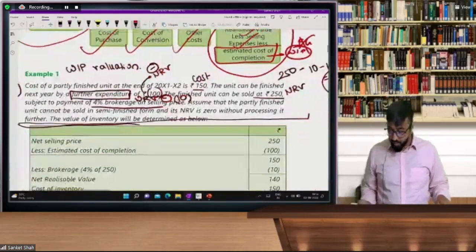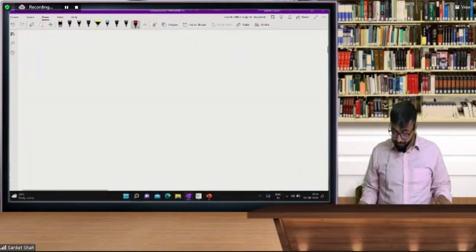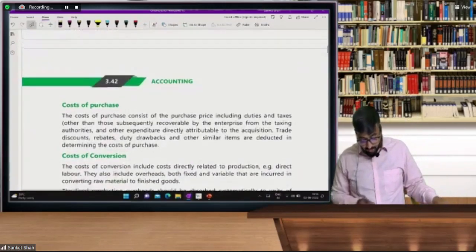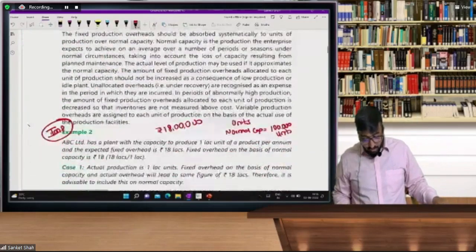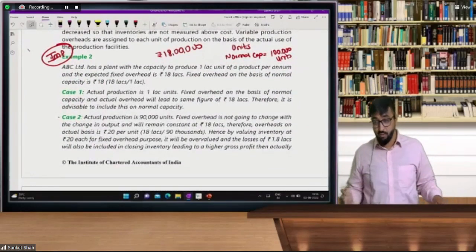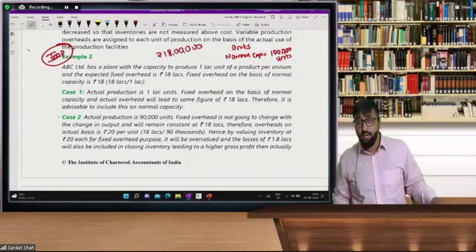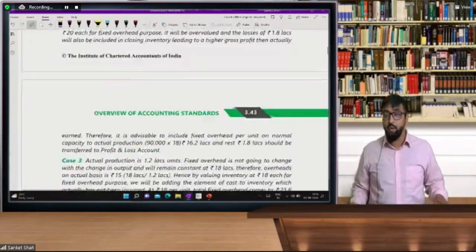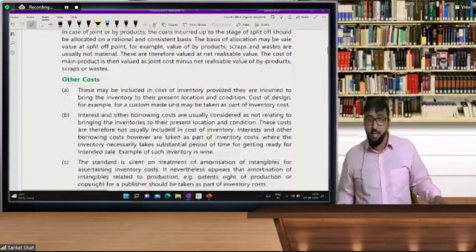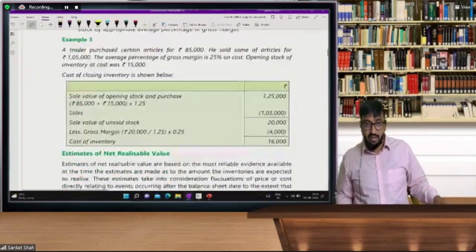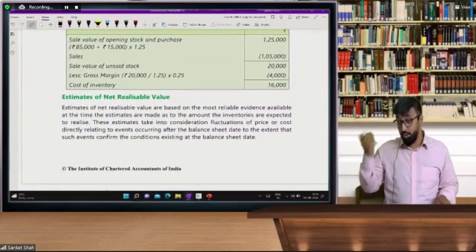So we covered this question, example number 1. Cost of inventory, I already covered that. Cost of inventory, cost of purchases, cost of conversion, material, labor, and overhead. Overhead, I have given you the simplest way. In case of fixed overhead, it is normal capacity or actual capacity, whichever is higher. And in case of variable overhead, that is the actual capacity. Joint product, byproduct, other cost is still remaining, and cost formulae are still remaining. We are going to cover after the break.